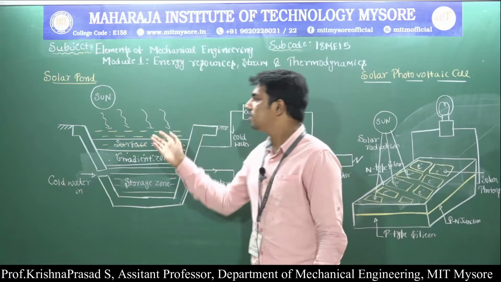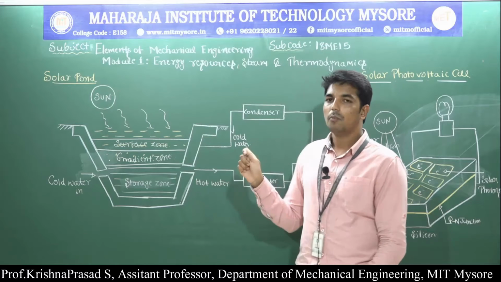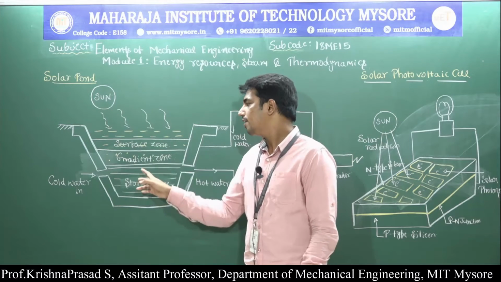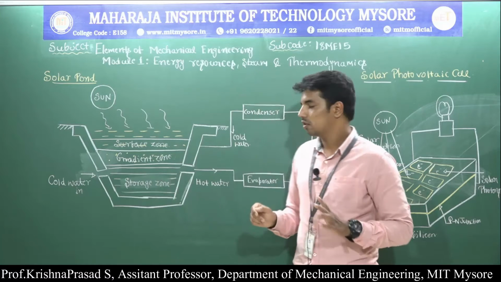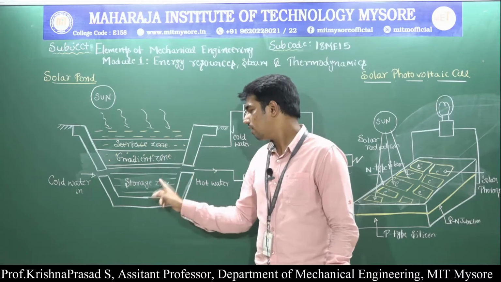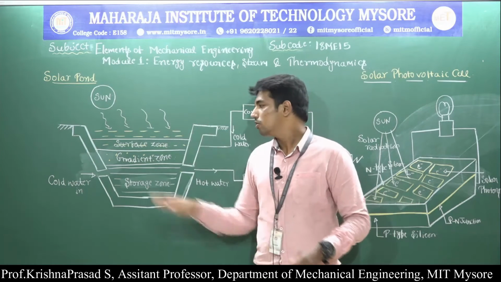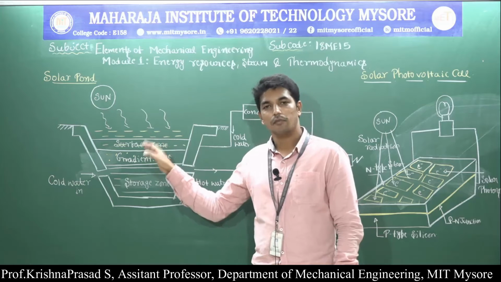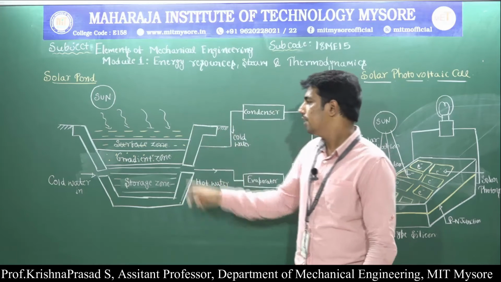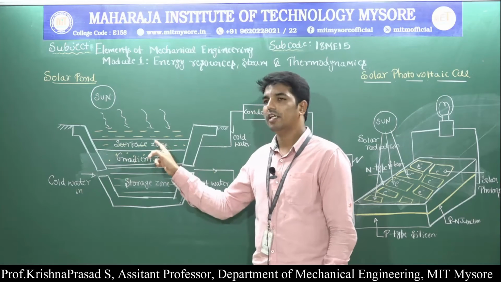Then what is the construction of the solar pond? The construction of the solar pond is very simple. It is constructed below the ground level, and it mainly consists of 3 zones. The first one is called the surface zone, the second one is called the gradient zone, and the third one is called the storage zone. First, what is meant by the surface zone? The top zone is called the surface zone, and it contains very little salt content and is exposed to the atmosphere. Hence it is at atmospheric temperature.